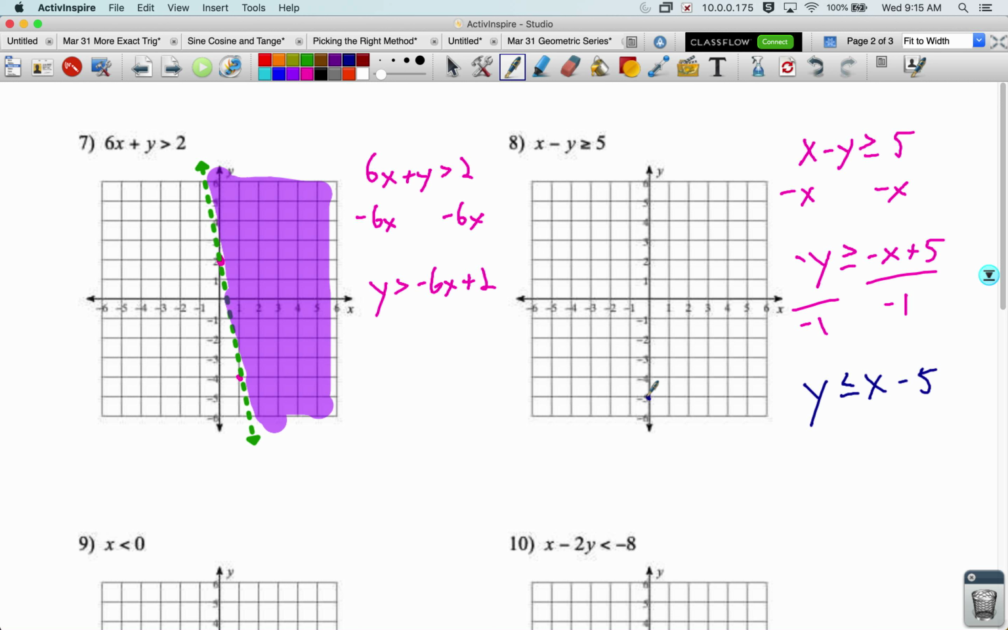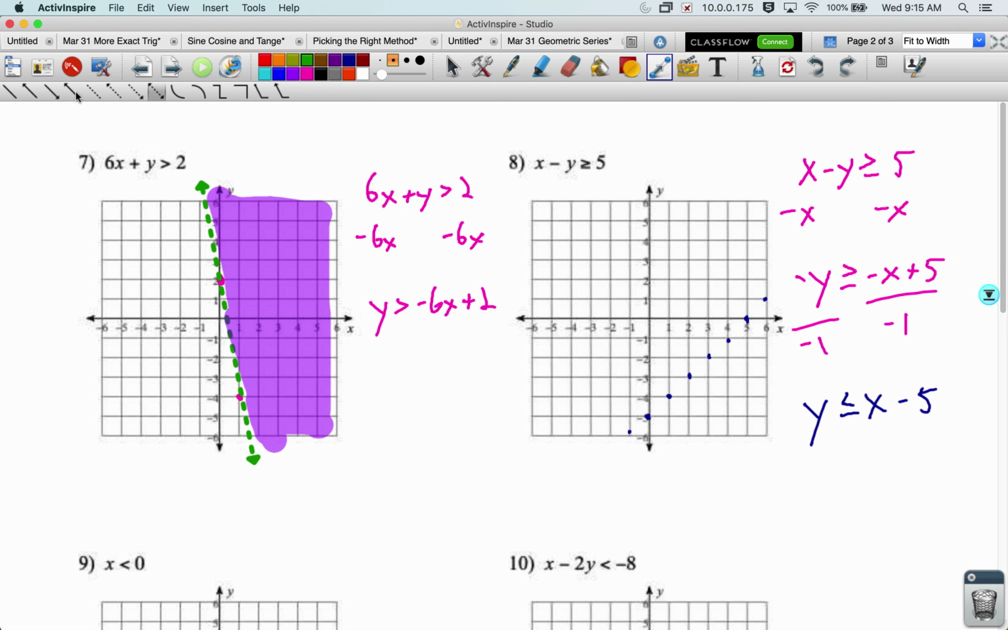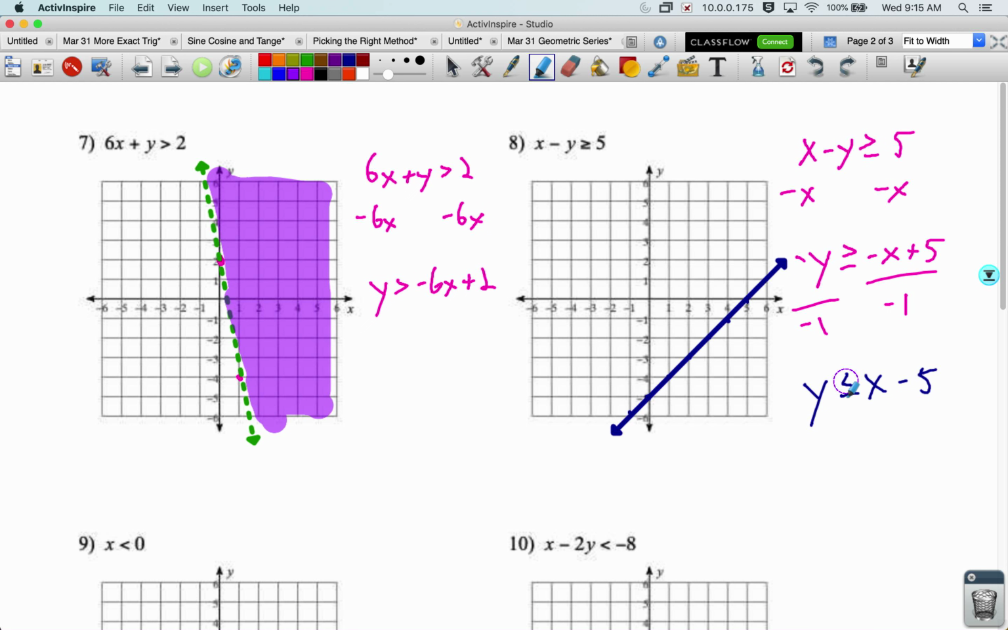Now I put a point at negative 5. My slope is a 1. It's an invisible 1, so that means go up 1 over 1 all the way across the graph. All right, connect them up with a solid line. Very good. And then we look here to determine shading. This is a less than, so we're going to shade lower on this one.